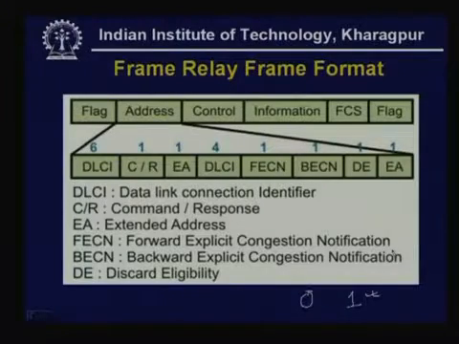In case of congestion, if packets have to be discarded, based on this bit, packets are discarded by the switches. And as you already know, this packet discarding is a very important mechanism that is used for congestion control, particularly when you have to come out of congestion.